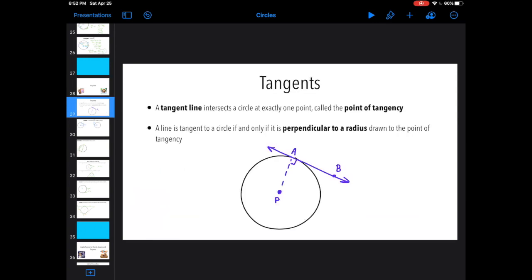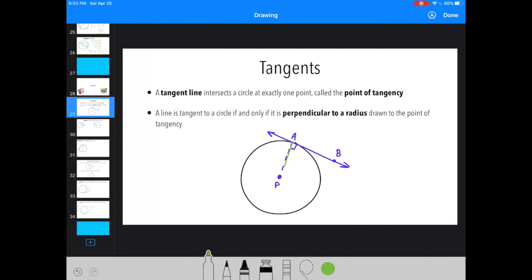A little bit of reminder. A tangent line intersects a circle at one point, and that point is called the point of tangency. A line is a tangent to a circle if and only if it is perpendicular to a radius drawn to the point of tangency. So that kind of hints at where we're going to be using Pythagorean theorem, because you're going to have that right angle to create those right angles.